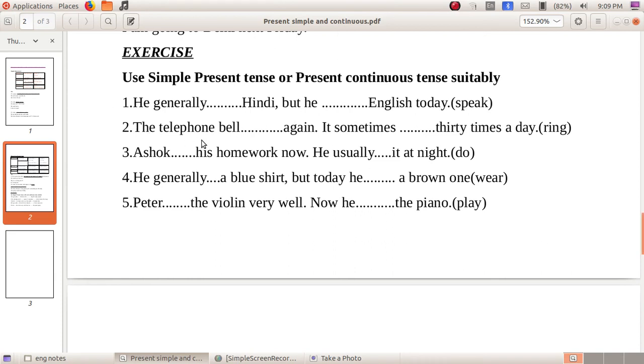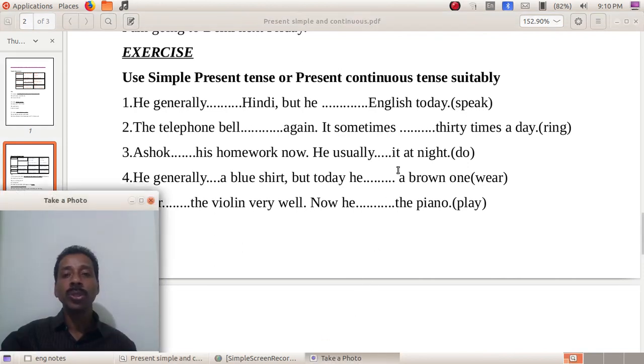Then the second one: the telephone bell dash again. It sometimes dash 30 times a day. You have to use the verb ring. The telephone bell is ringing again. Present continuous. It sometimes, that happens frequently or every day or habitually. So you have to use it sometimes rings. Why rings? Here the subject is it. So it sometimes rings 30 times a day.